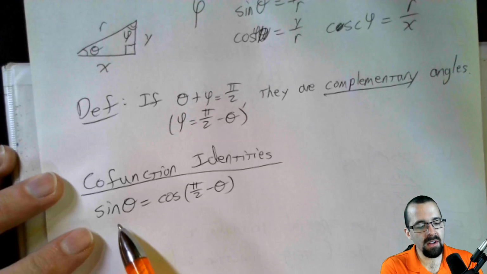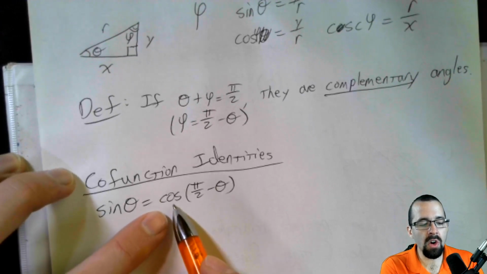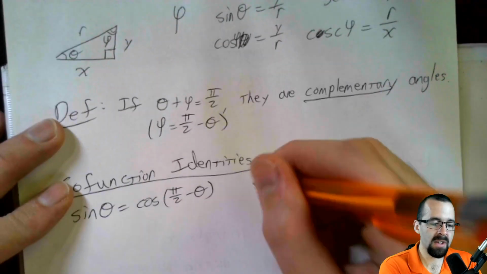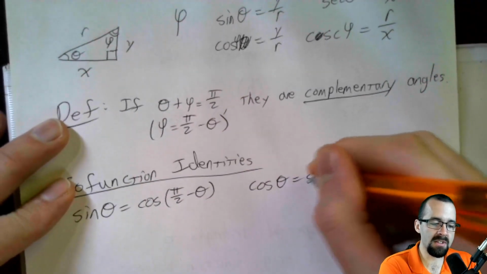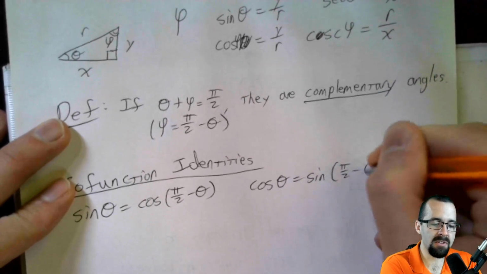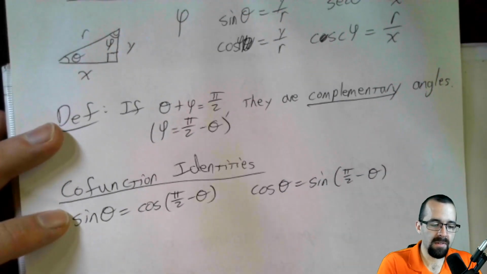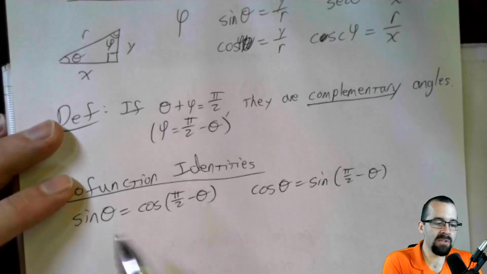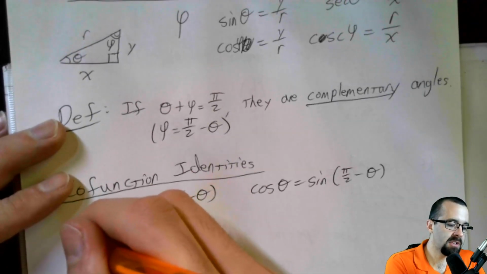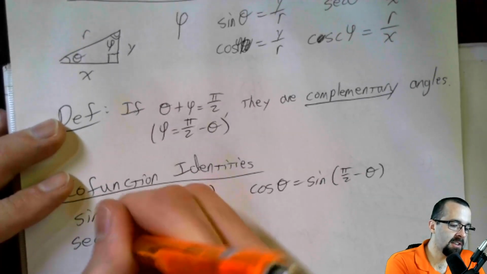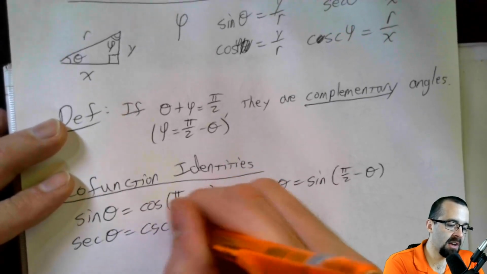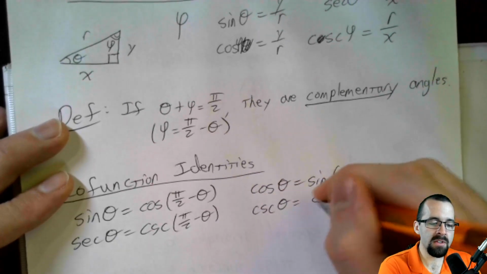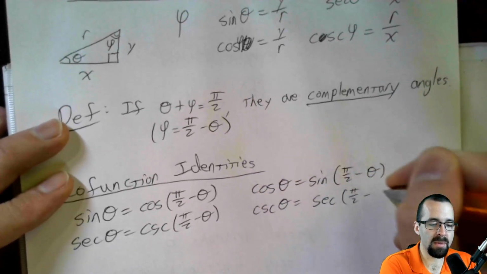Right? And if the sine of one angle is the cosine of the other, it follows that the reverse is true, right? So cosine of theta is also sine of pi over 2 minus phi. Sine of one angle, cosine of the complement. And we do this for every single pair. So similarly, the secant of one angle is going to be the cosecant of its complement. And the cosecant of an angle is going to be the secant of its complement.